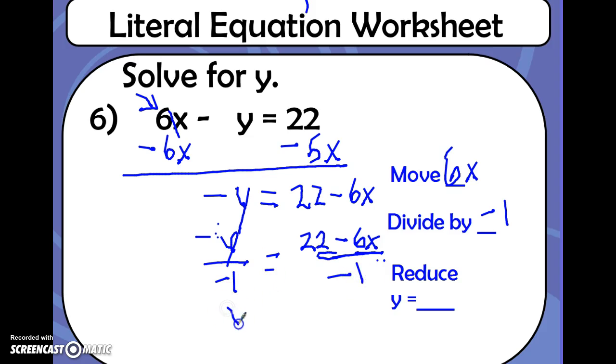This leaves us with a positive y on the left. On the right-hand side, we are dividing each term on top by negative 1 on bottom. So we have 22 divided by negative 1 is negative 22. And we have negative 6x divided by negative 1 is a positive 6x. So y is equal to negative 22 plus 6x.